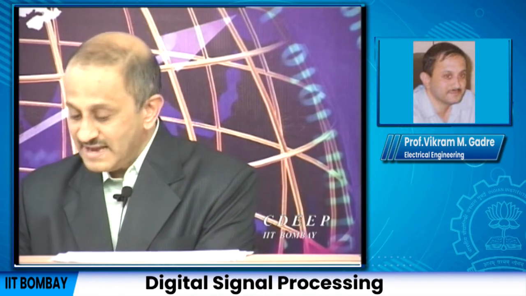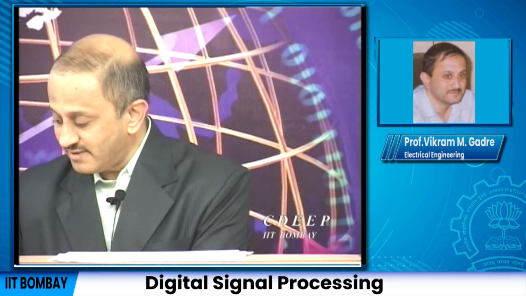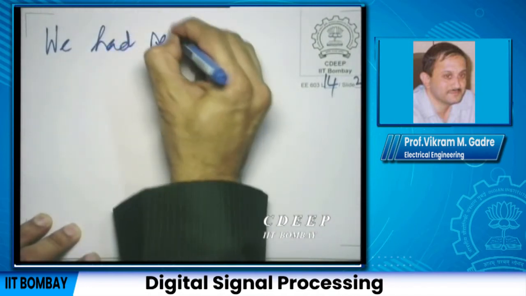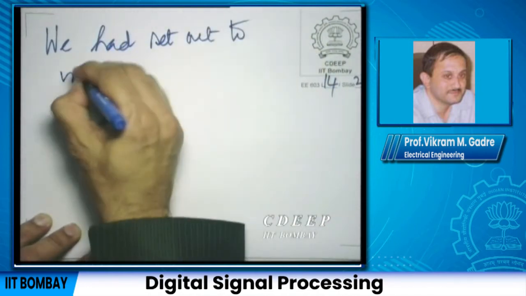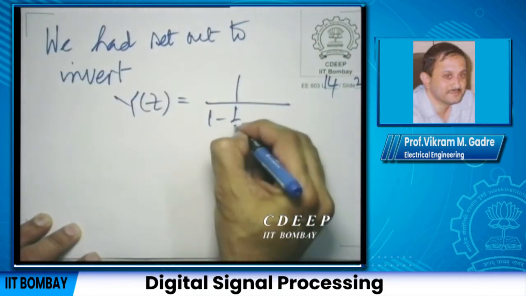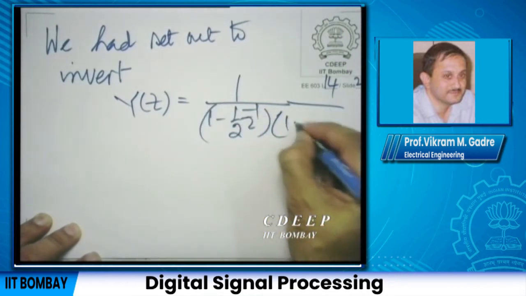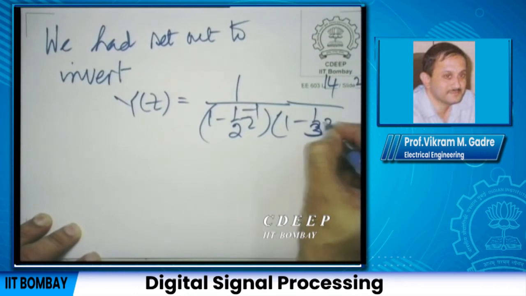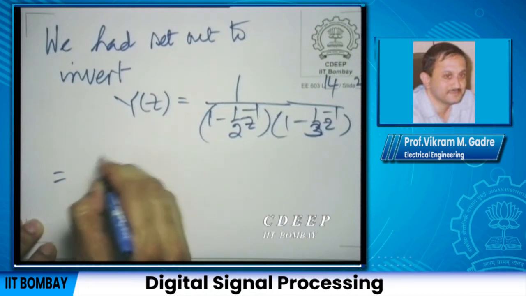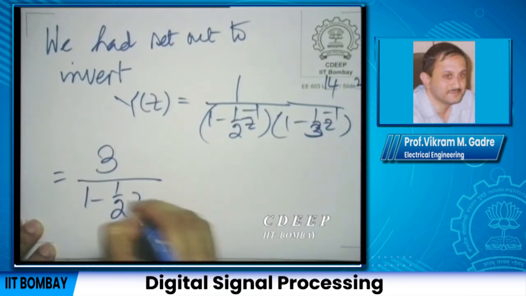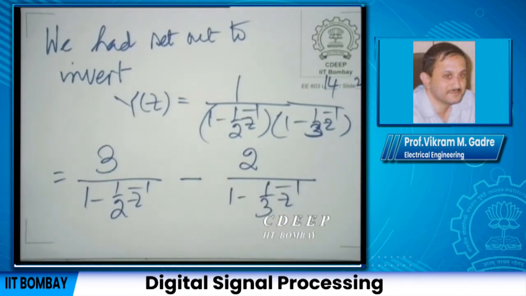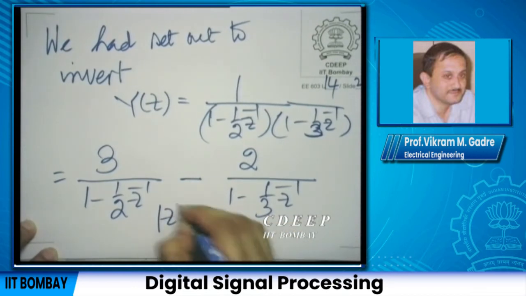And now, of course, let us complete the job of inverting the Z transform for which we had set out. You see, we had set out to invert Y(z) equal to 1 by 1 minus half Z inverse times 1 by 1 minus 1/3 Z inverse. And we had seen that this is essentially 3 by 1 minus half Z inverse minus 2 by 1 minus 1/3 Z inverse. And of course, the region of convergence is mod Z greater than half.